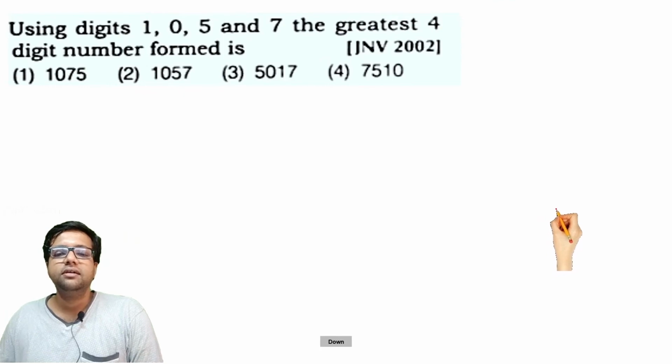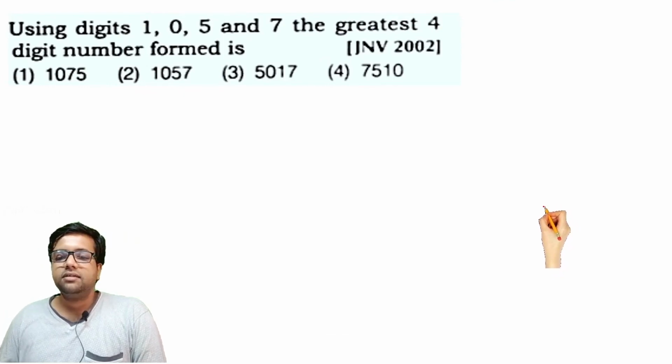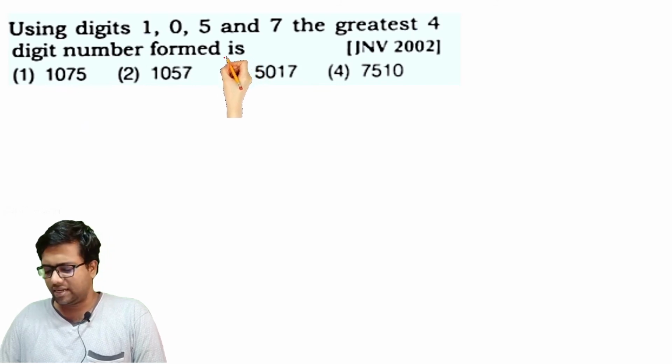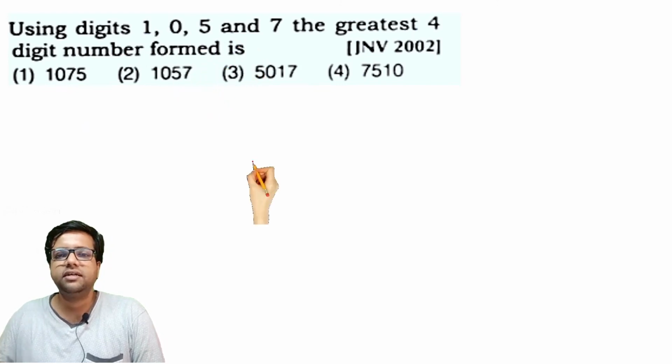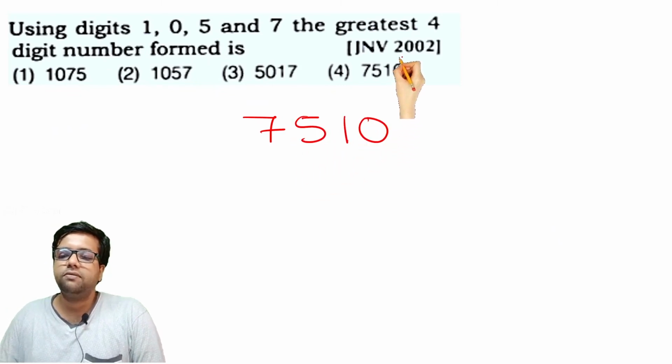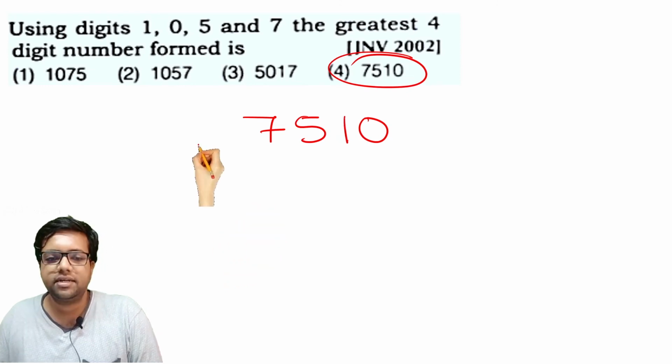Okay. Using digits 1, 0, 5 and 7, the greatest 4-digit number formed is. See again, in order to create the greatest 4-digit number, you need to write them in descending order. 7510, option number 4 is the right answer.